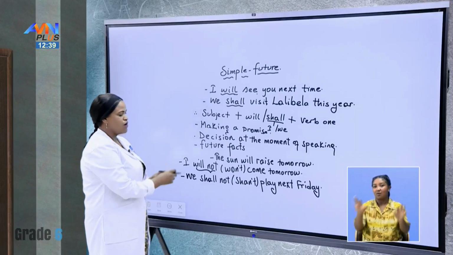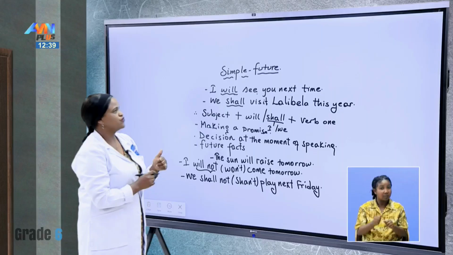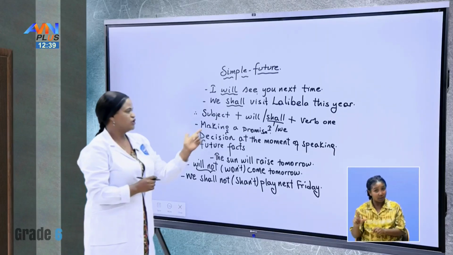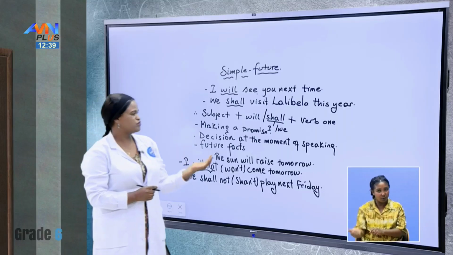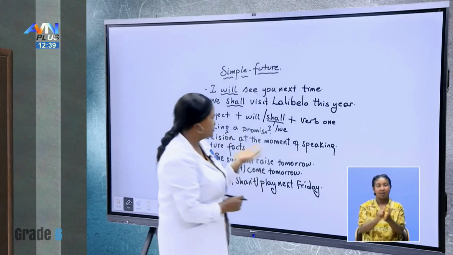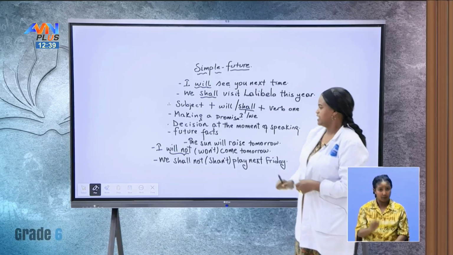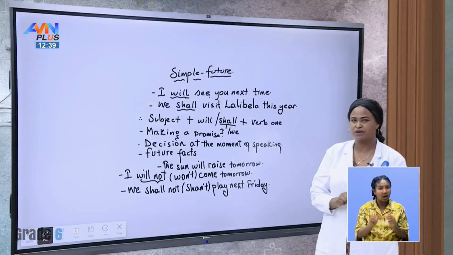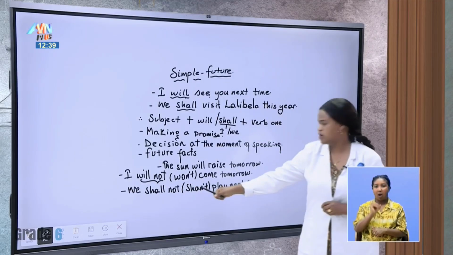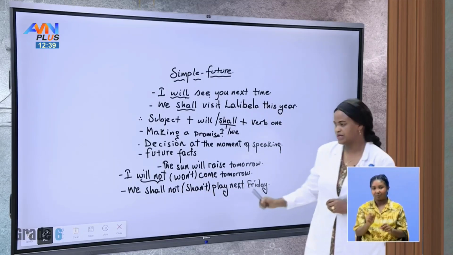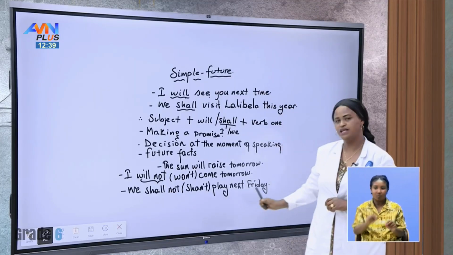This is how we make negative. Remember, the task of using will and shall is one, to make what? A promise for the future. Another one, to express decisions that are made at the moment of speaking, and for future facts, right? And the other case is how to make them negative. On the first one, we say what? I will not or I won't come tomorrow. And we shall not or we shan't play next Friday.